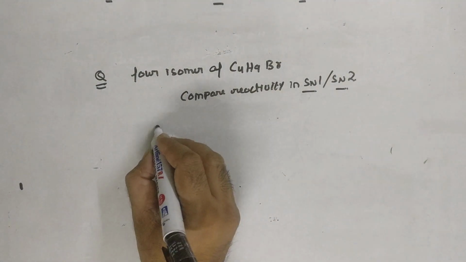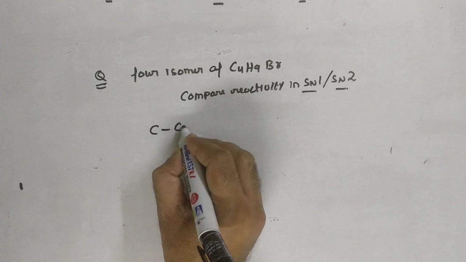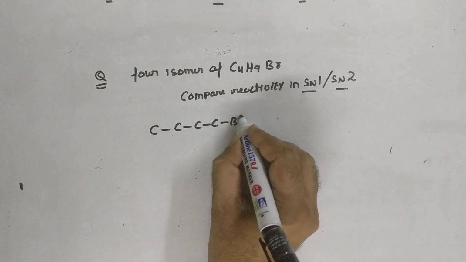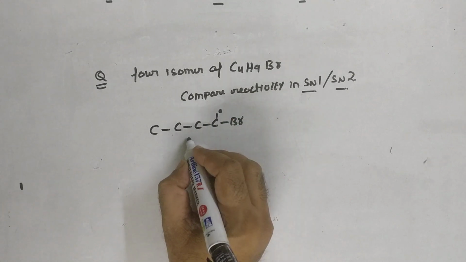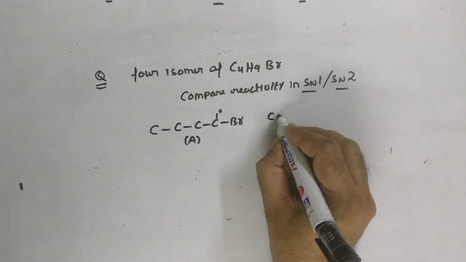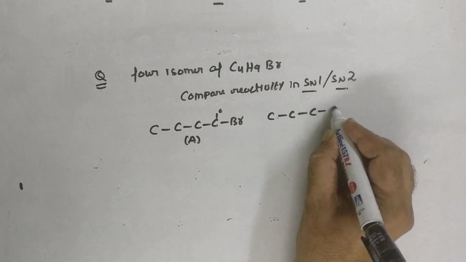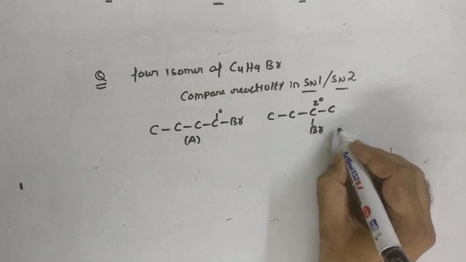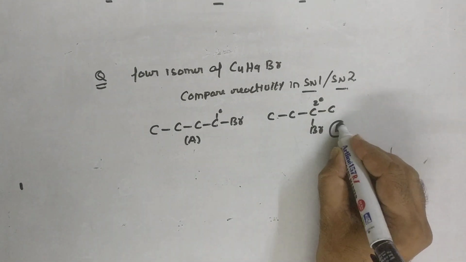So we have got this one as the first isomer, the normal variety, obviously the primary one. Let's say this is A for apple. Let's draw the second isomer with the Br hanging at the second position. This is a secondary variety. Let's mark it as B, that is Bada apple.